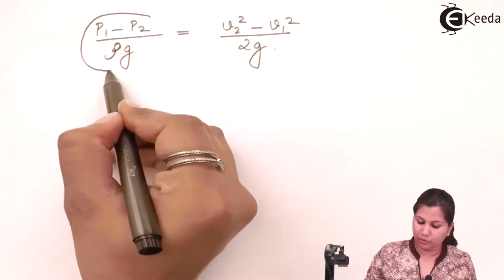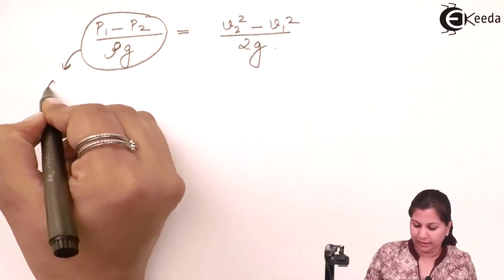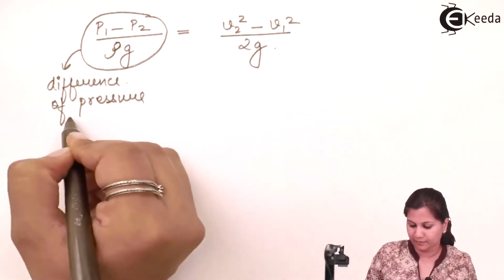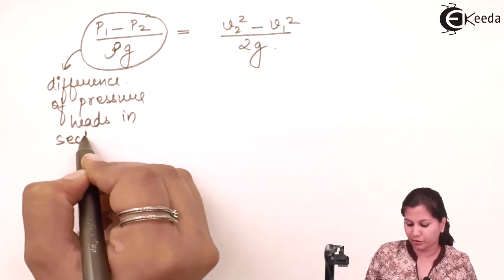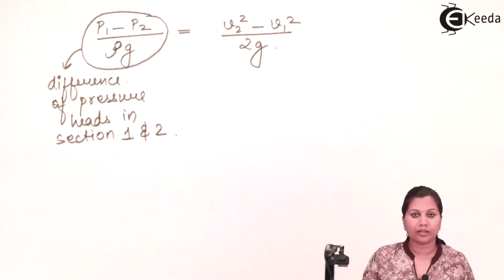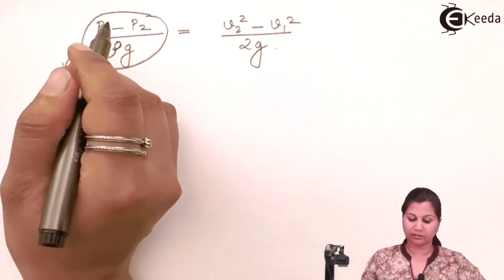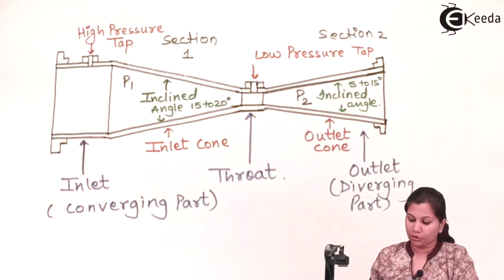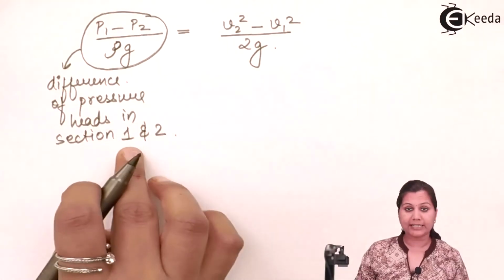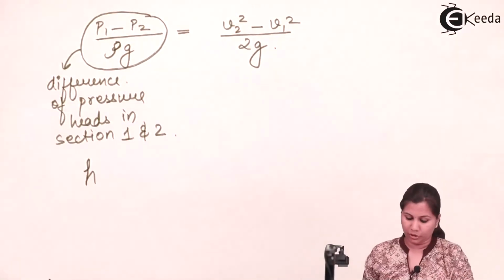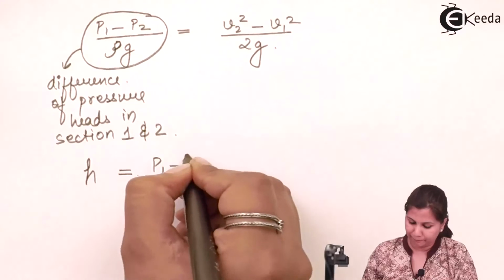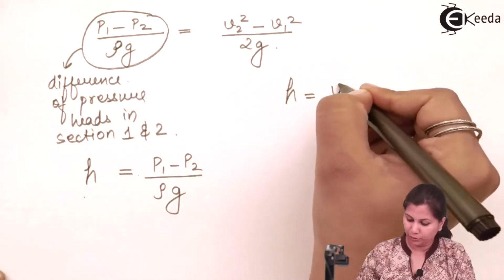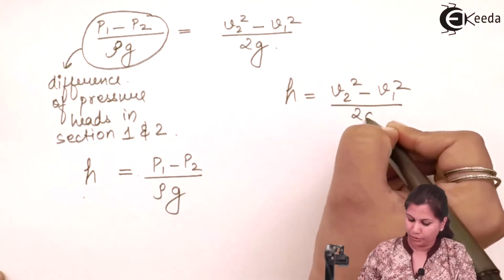Now this term, (P1 minus P2) upon rho G, is the difference of pressure heads in section 1 and section 2. You can see that it is the pressure difference. P1 is the pressure in section 1 and P2 is the pressure in section 2. Here we have P1 and here we have P2. So this is the difference in the pressure and it is equal to H. So H is equal to (P1 minus P2) upon rho G. Now if we put the value of H in this equation, H is equal to (V2 square minus V1 square) upon 2G.